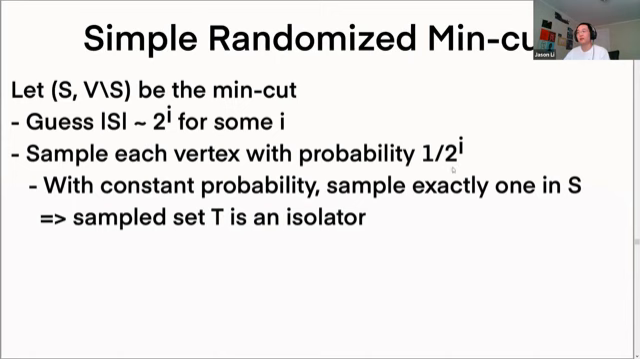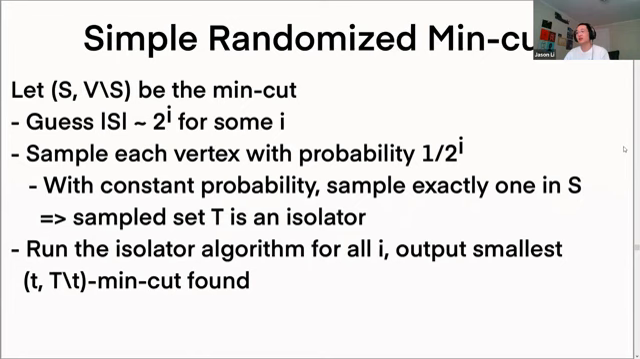Now with constant probability, we sample exactly one vertex in S. So with constant probability, the sampled set T is an isolator. So we can just try this log n times and we find one with high probability. And we just run the isolator cut. So this is a very simple randomized min cut algorithm that requires polylog s-t max flows.